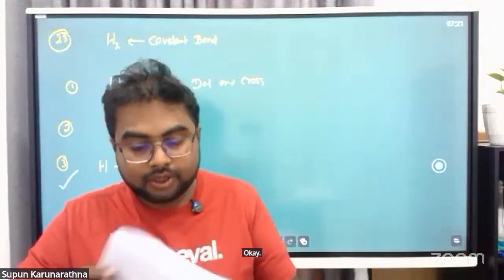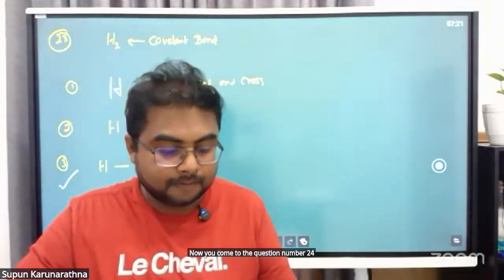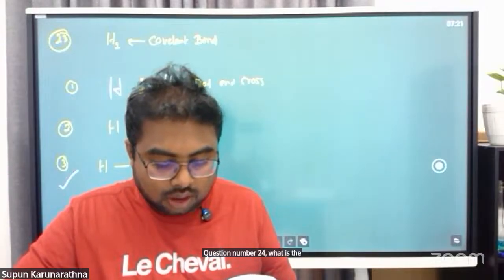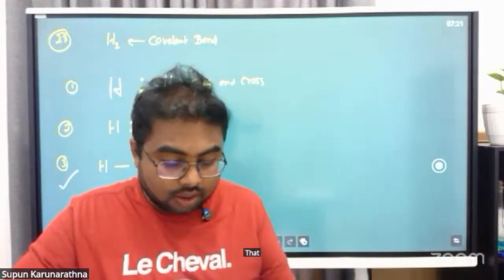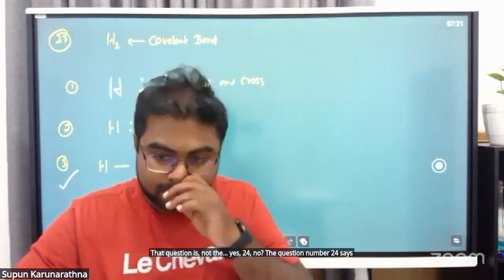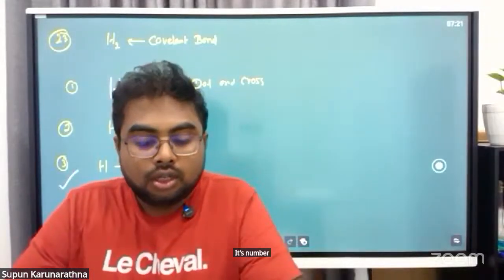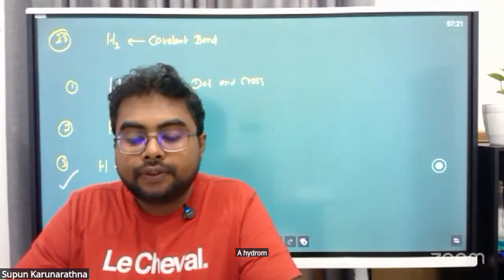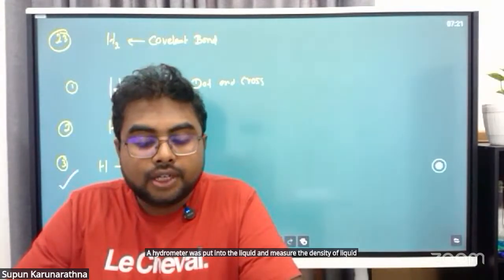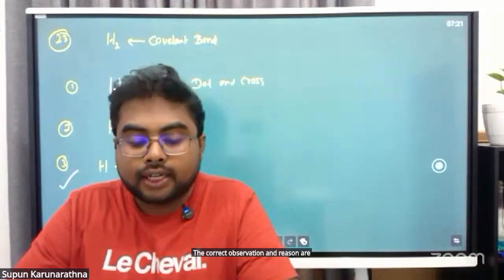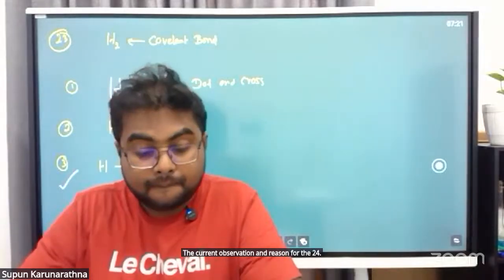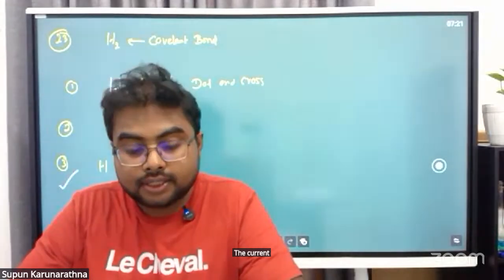Right. Now you come to question number 24. What is the question? Question number 24 says that a hydrometer was put into a liquid to measure the density of the liquid. The correct observation and reason are? What is it? The correct observation and reason for question 24.